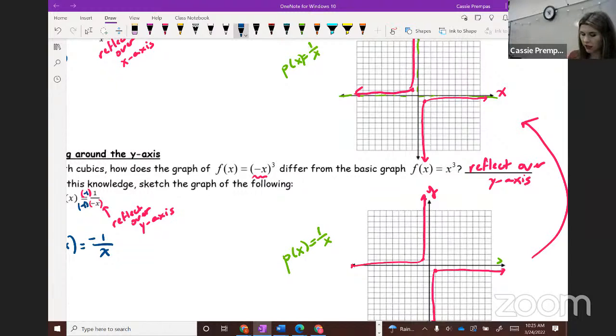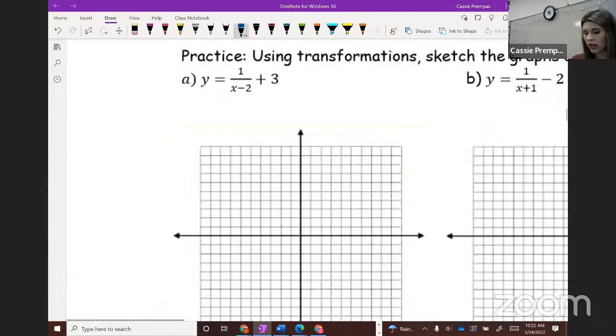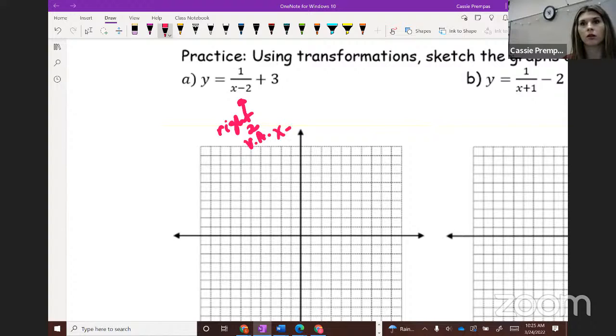Okay, let's put these pieces together and see if we can try the 3 sample problems from below. Letter A, the first thing I would ask is, how is this graph going to move? The -2, how is that going to shift the original graph? Right 2, awesome. And remember I said start with your asymptotes. Where is that going to move the vertical asymptote to? Good, 2. The +3, how is that going to move the graph? Up 3. So where will the horizontal asymptote move to? 3.